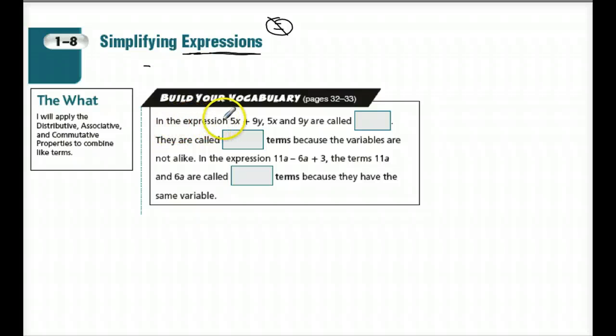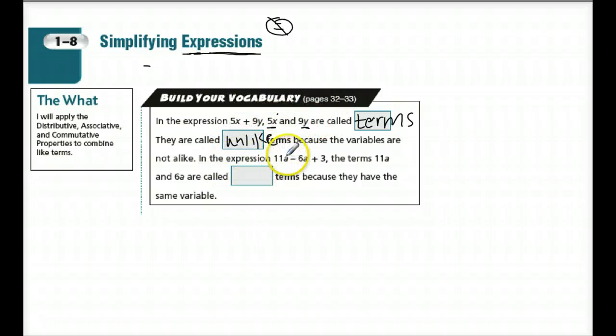It says in the expression 5x plus 9y, 5x and 9y are called terms. And you're going to hear me use this word a lot, terms. So 5x is a term and 9y is a term. They are called unlike terms, unlike, because the variables are not alike. Now, because x and y aren't the same letter, they're unlike terms.